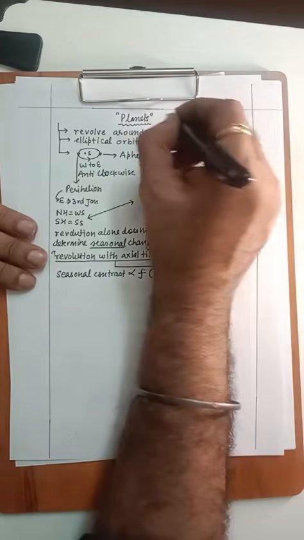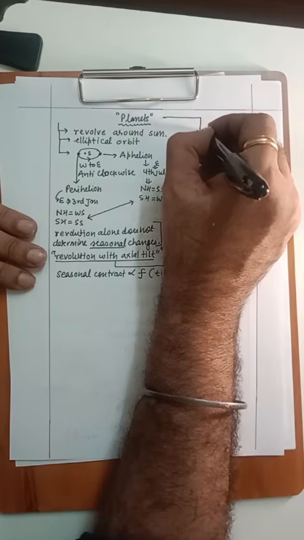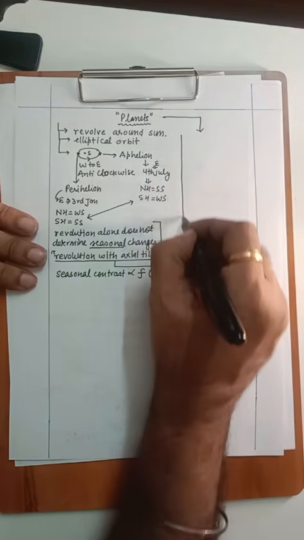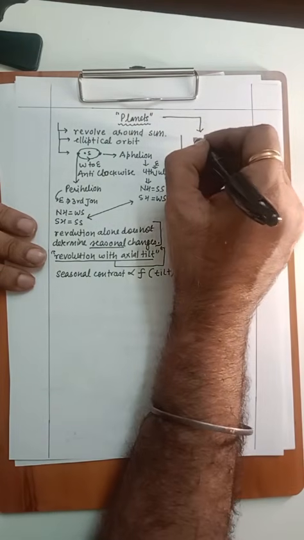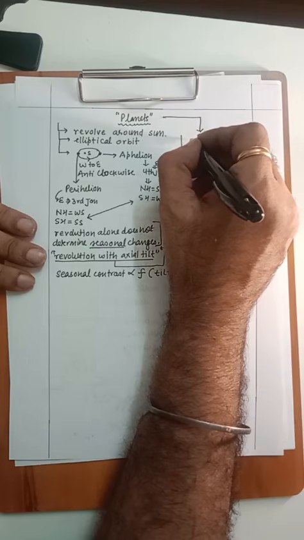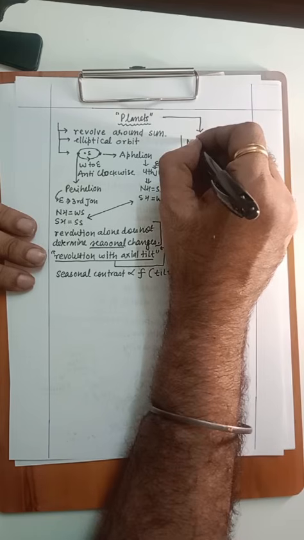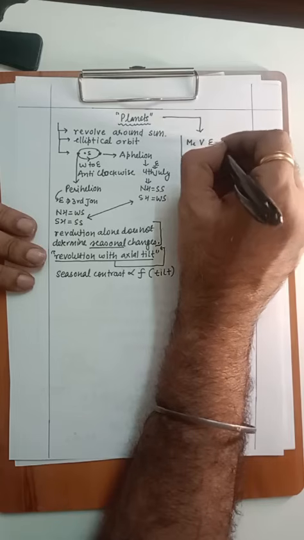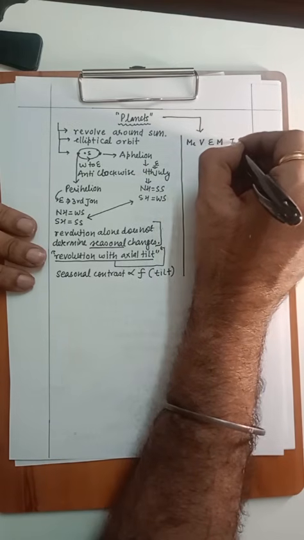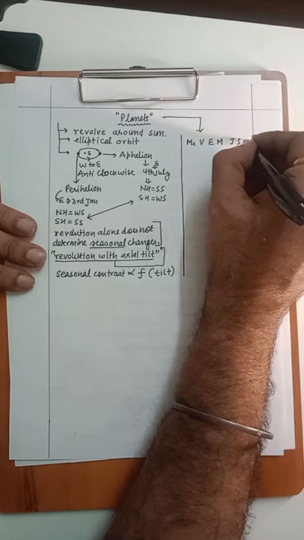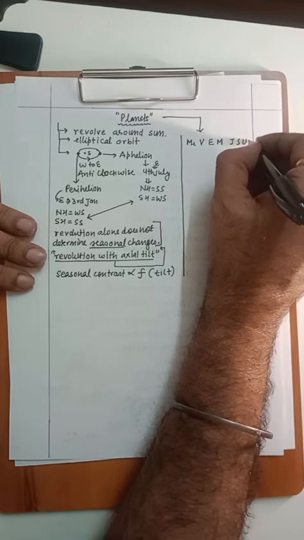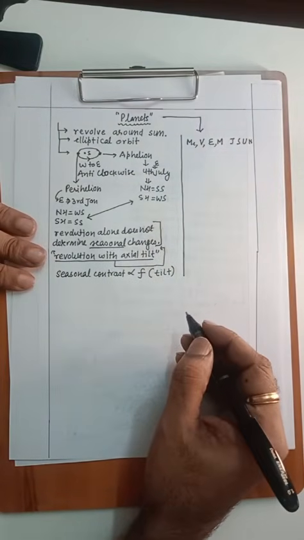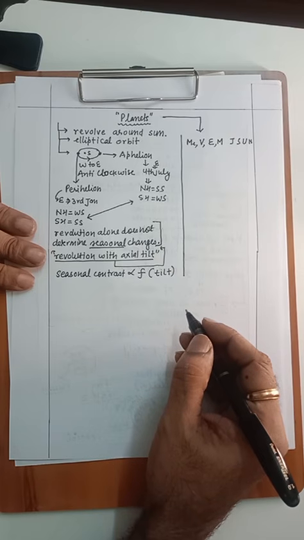Now let us come down to which planets there are in our solar system. So these are the planets in our solar system according to their distance from the Sun: Mercury, then Venus, then Earth, then Mars, then Jupiter, then Saturn, then Uranus, and then Neptune. This is the sequence of planets in respect of distance from the Sun.